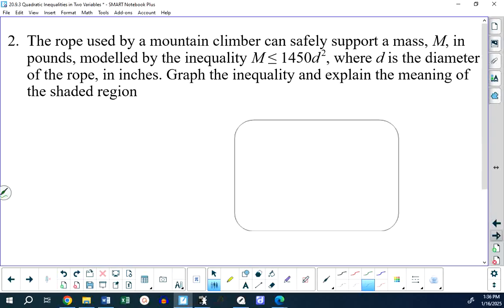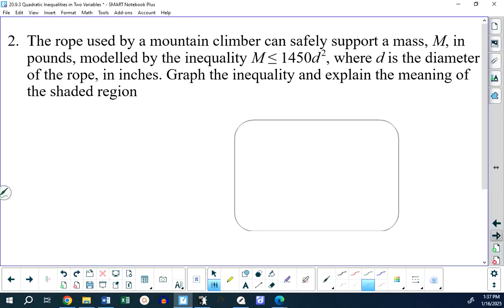There's a relation here, an inequality, showing the connection between the mass measured in pounds. This is a math class. We don't need to worry about mass actually being measured in kilograms and pounds being a force and stuff like that. The mass in pounds must be less than or equal to 1,450 times the diameter of the rope squared. So if the mass is not less than that number, the rope will break and you will fall when you're climbing the mountain. Okay.